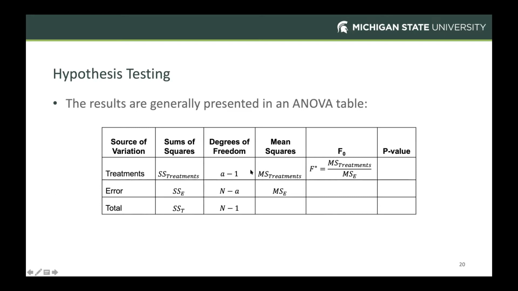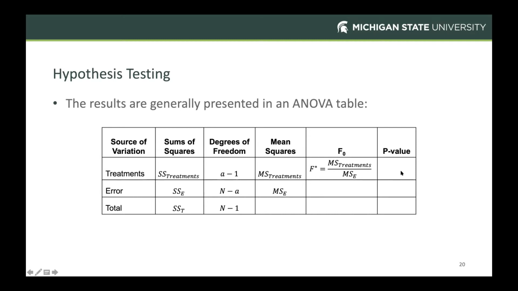We know the associated degrees of freedom, which are just equal to the number of groups minus 1, the total number of observations minus the number of groups, and the total number of observations minus 1 for our sum of squares, treatment, error, and total, respectively. Our mean squares are calculated by just taking the corresponding sum of squares and dividing by its associated degrees of freedom. So MS treatment is just SS treatments over A minus 1, and MSE is just SSE over N minus A. And then lastly, our F statistic is just the ratio of our mean square for the treatment divided by our mean square for the error term, okay?